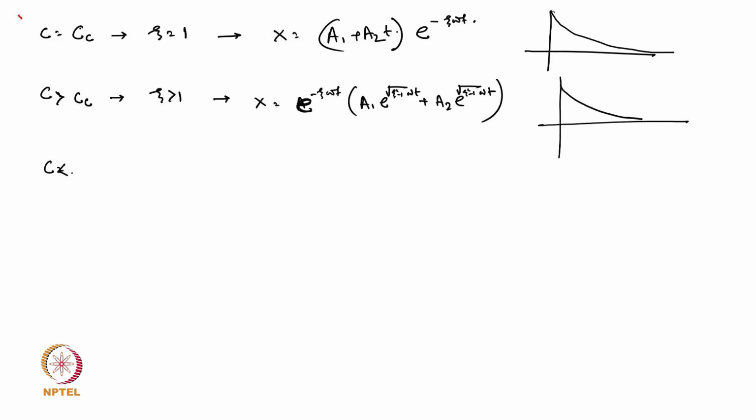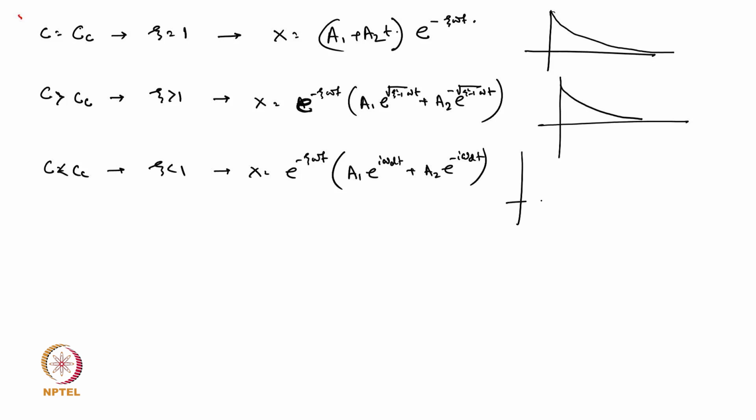Once C is less than Cc, then xi is less than 1. That means x equal to e to the power of minus xi omega t into A1 e to the power of i omega d t plus A2 e to the power of minus i omega d t. That solution should look like this. All of you agree with me?